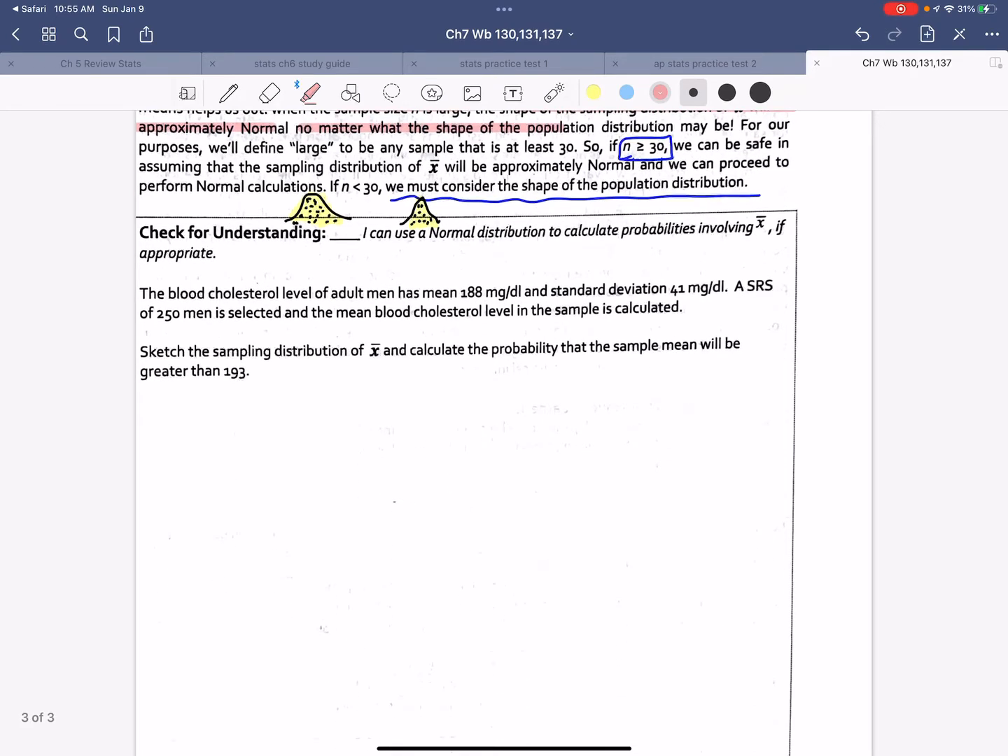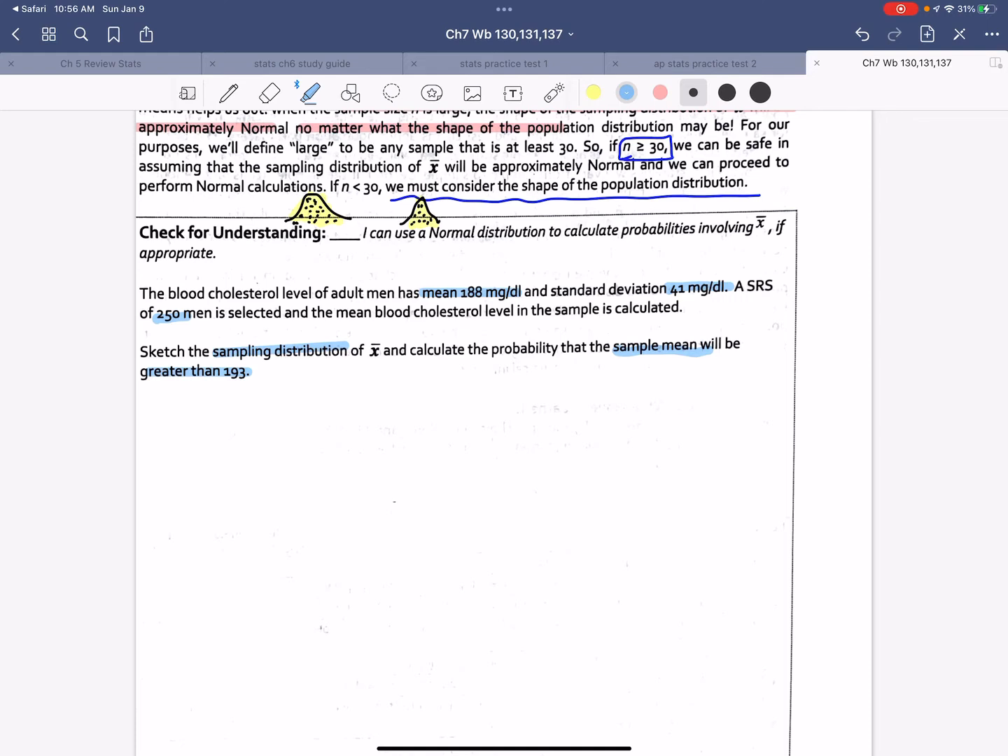It says the blood cholesterol level of adult men has a mean of 188 milligrams per dL, whatever that is, and a standard deviation of 41 milligrams per dL. An SRS of 250 men is selected, and the mean cholesterol is found in the sample. Sketch the sampling distribution of x-bar and calculate the probability that the sample mean will be greater than 193. Now, we don't say that the sample will be greater than 193, we're saying that the sample mean will be greater.